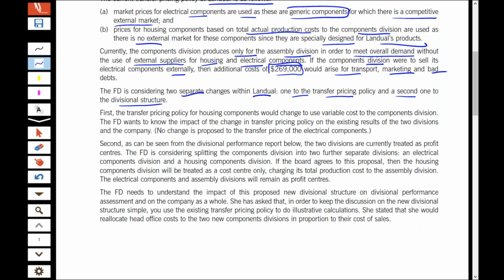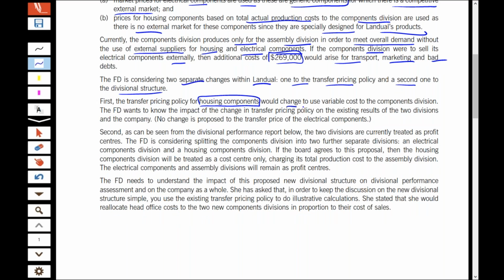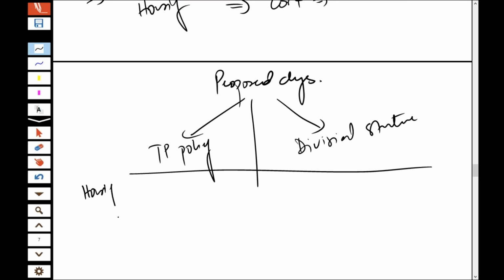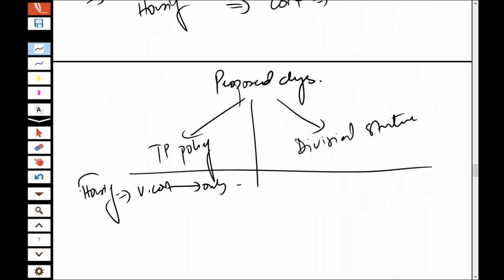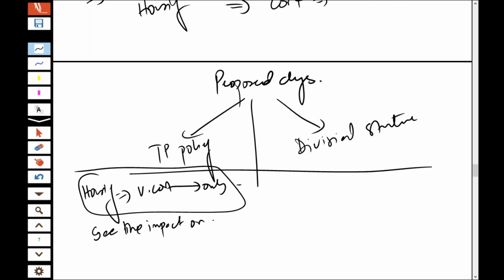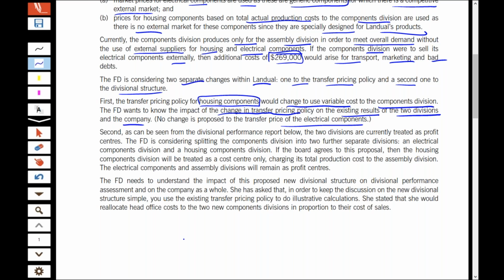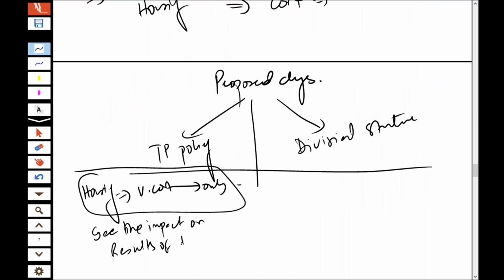Now, what exactly are they? It says first, the transfer pricing policy for housing components would change to use variable cost to the component division. So for housing components, you are now going to be charging variable cost only. The FD wants to know the impact of the change in the transfer pricing policy on the existing results of the two divisions and the company. No change is proposed to the transfer pricing of electrical components. So he wants to see the impact on the results of the two divisions and the company.